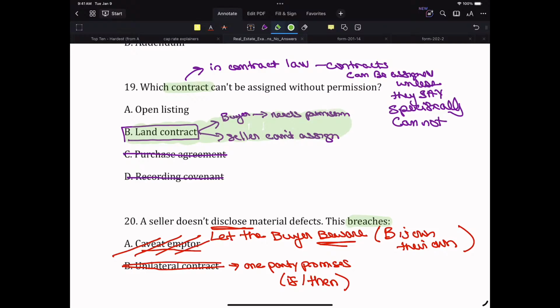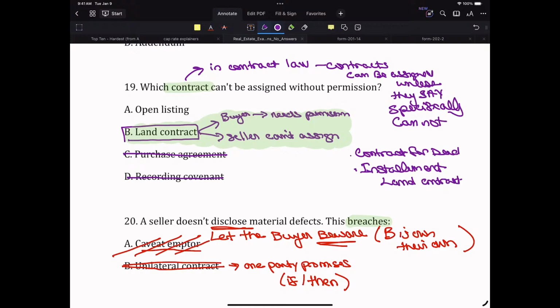Now, this is what I'm talking about. This is why I don't mind there being terrible questions, because it forces us to think. Think about a land contract. A land contract is also called a contract for deed or an installment land contract, right? And so this is basically seller financing.